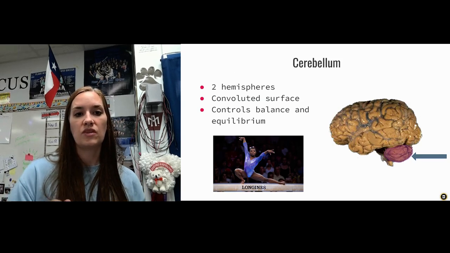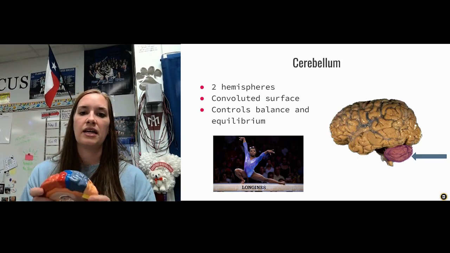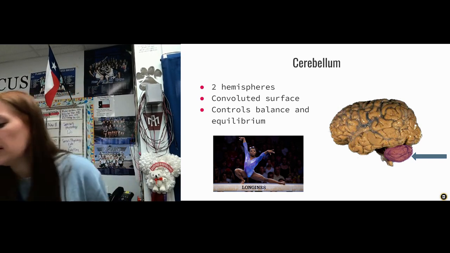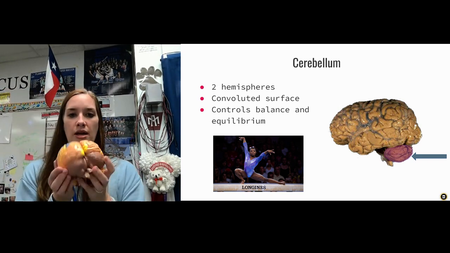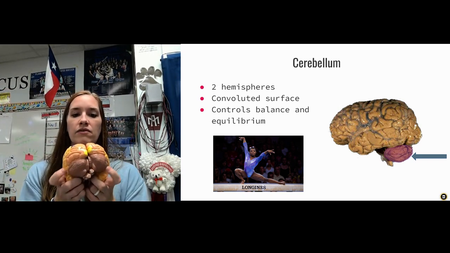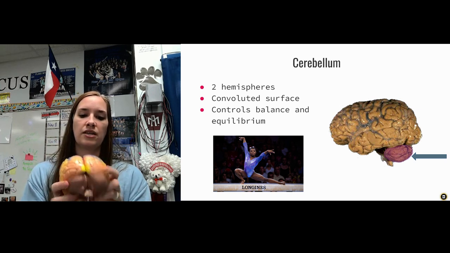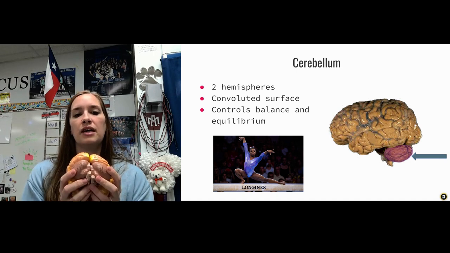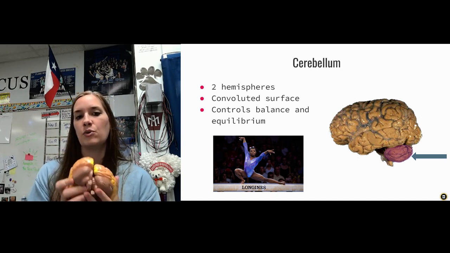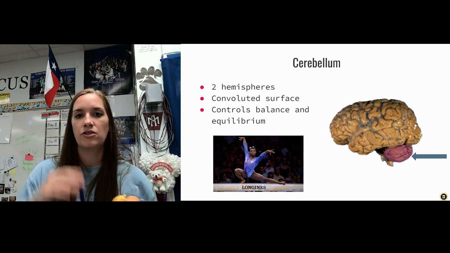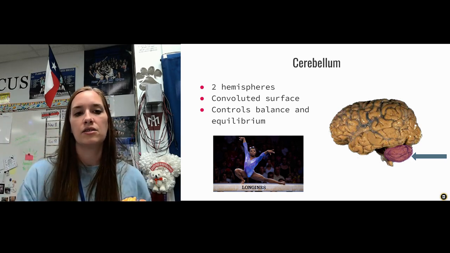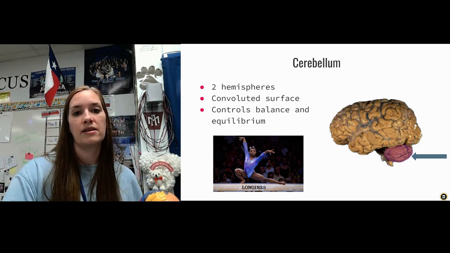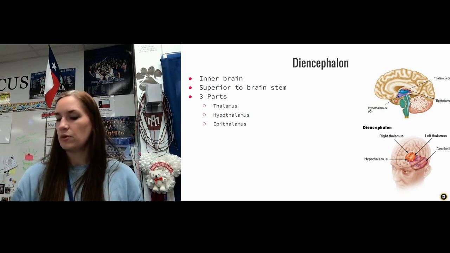The cerebellum is going to have two hemispheres, so meaning it's on both sides of the brain. It has this convoluted surface, but definitely a different texture than you have for the cerebrum up here. This is going to help with controlling balance and equilibrium. So I have a picture of Simone Biles just to remind me, hey, this is going to have to do with balance.